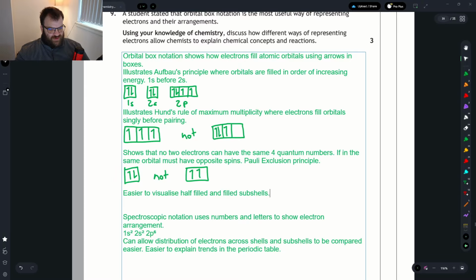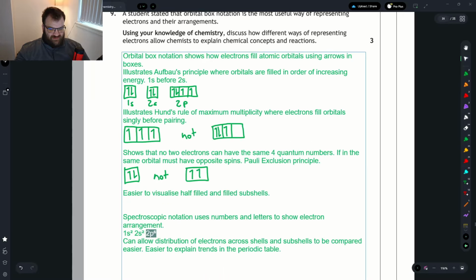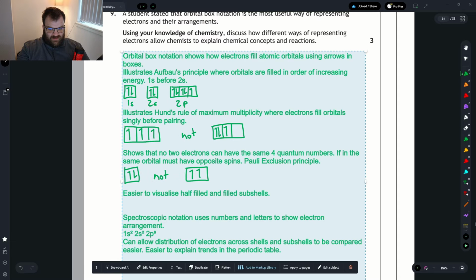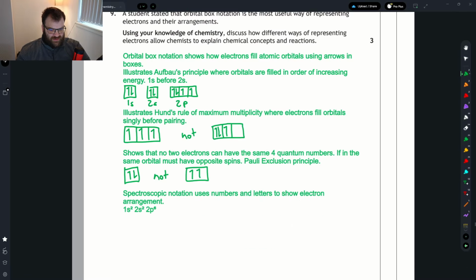So if we're using the spectroscopic, we need to remember that p has 3 boxes, can hold a maximum of 6. So here it is a filled one. Whereas if I go back up to the top, if I tweak this slightly, you can see that's got the maximum in there, if I do it that kind of way.